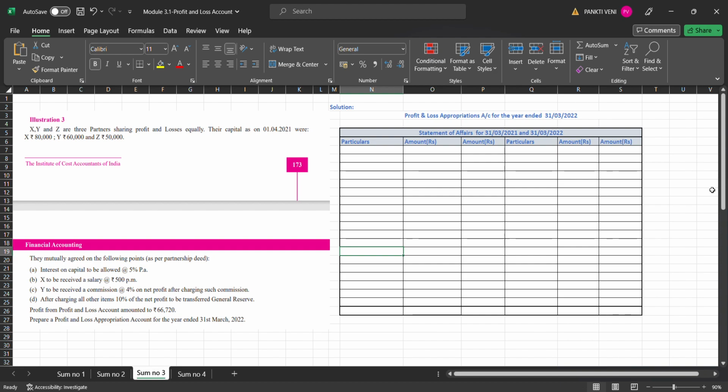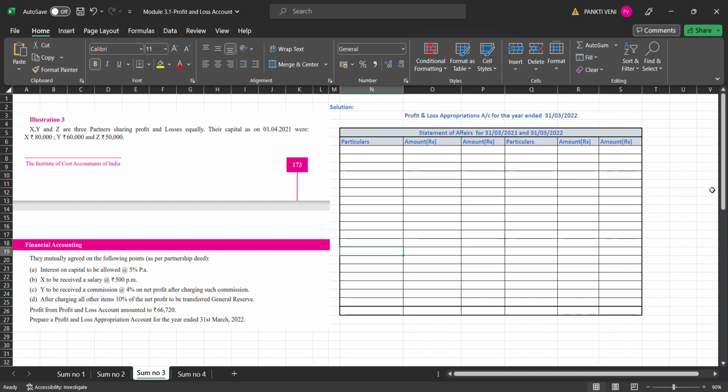Today we will be recording a video lecture on the chapter Preparation of Financial Statements for Commercial Organizations, Module 3.1. In this lecture, we will be solving sum number 3, wherein we are required to prepare the Profit and Loss Appropriation Account. Let us try to understand what is a Profit and Loss Appropriation Account.